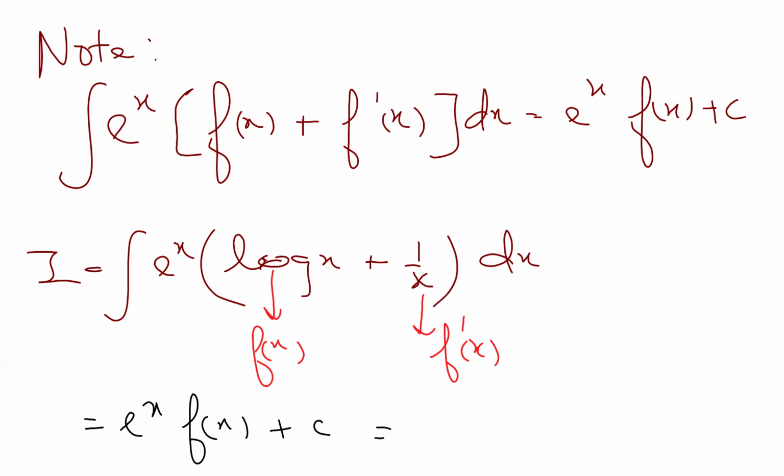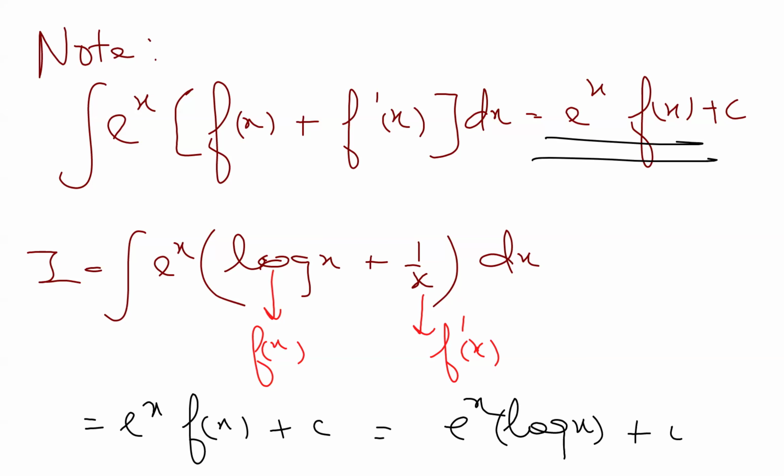So this is e raised to x f of x as per the property. F of x is what? Log x. F of x is log x. This was an extra problem along with that property. Please copy this. The function and its derivative is present within the round bracket, and e raised to x should be there. Then only we can apply this property.